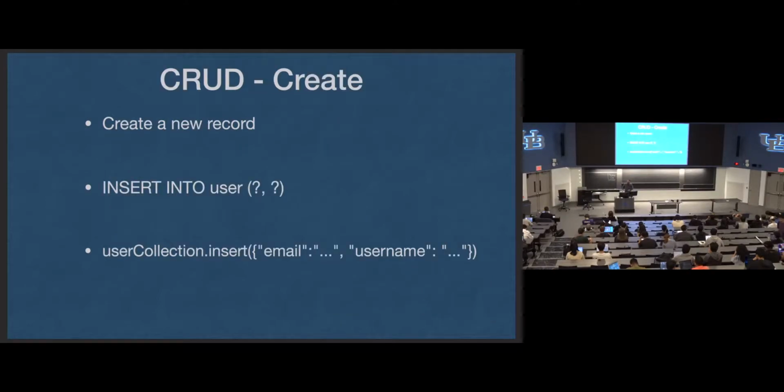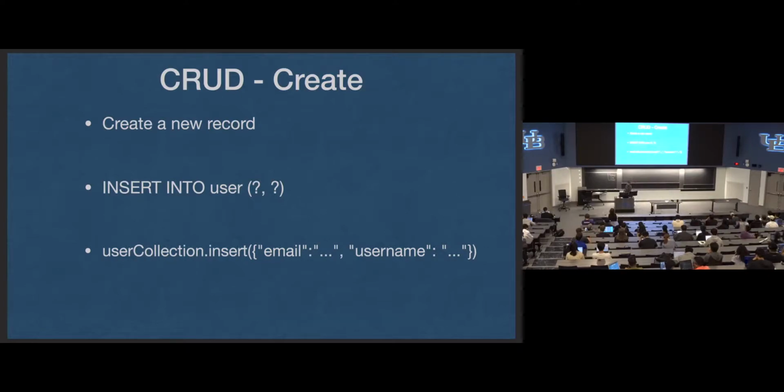So let's go through these one at a time. Create. They're all self-explanatory from the names, but I want to go into a little bit of detail on each one of them. Create, we're going to create a new record. Create a new user for our API in homework 1.